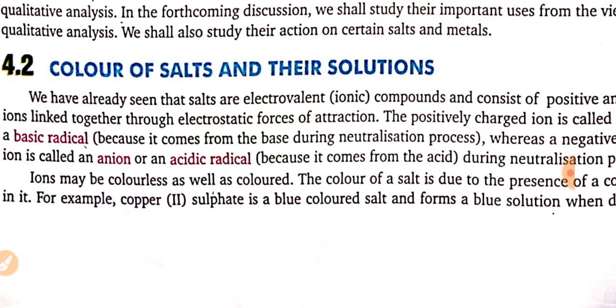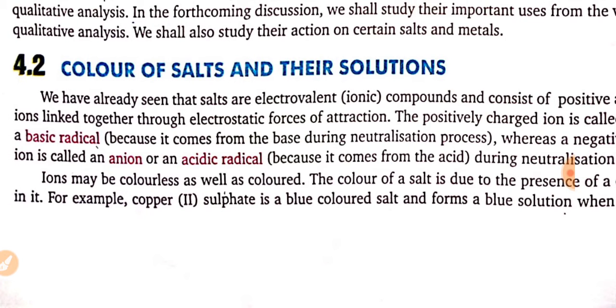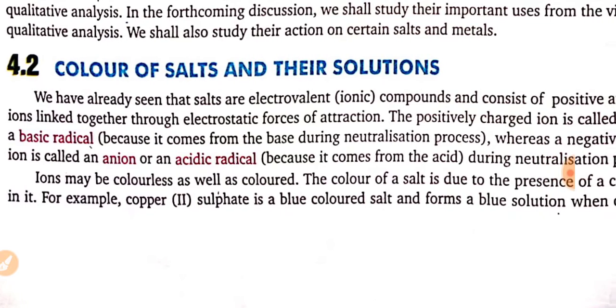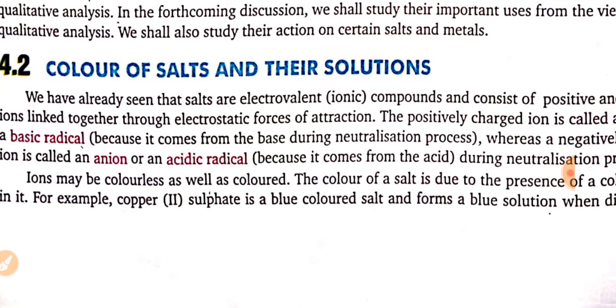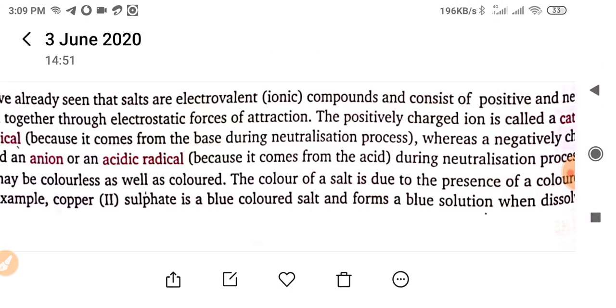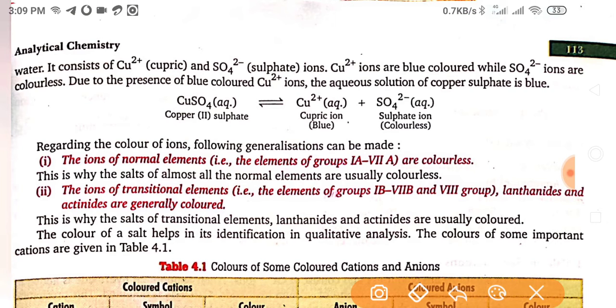During the neutralization process, ions may be colorless as well as colored. The color of a salt is due to the presence of a colored ion in it. For example, copper sulfate is a blue colored salt and forms a blue solution when dissolved in water. It consists of cupric and sulfate ions. You can see that copper sulfate carries cupric and sulfate ions, and cupric ions are blue colored while sulfate ions are colorless.